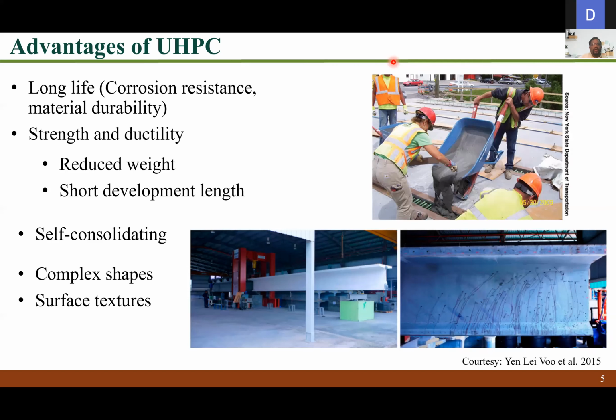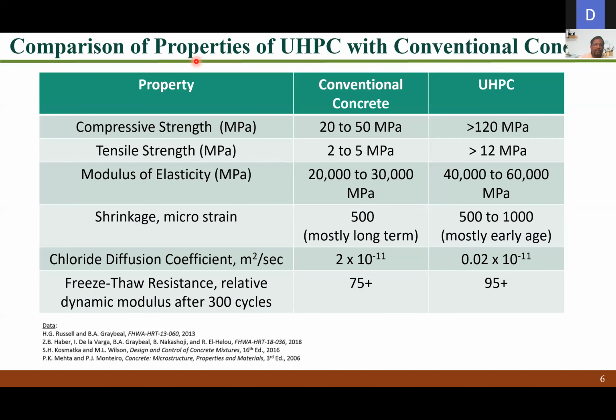So now let's look at a quick comparison, not only of the mechanical properties, but also of other properties. If you compare UHPC with conventional concrete, like I said, compressive strength for conventional concrete is about 20 to 50 megapascal, and here for UHPC we are talking about more than 120 megapascal. And tensile strength, like I said, is 10% of compressive strength. So for conventional concrete you're talking about tensile strength of 2 to 5 megapascal, and here more than 12 megapascal.